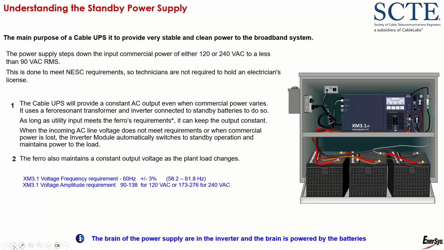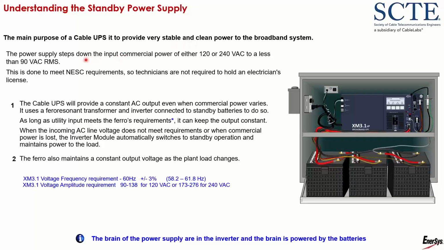All right, so finally, let's talk about the power supply more. The main purpose of a cable UPS or power supply is to provide very stable and clean power to the broadband system. The power supply is used to keep the voltage on the cable plant stable, even when the voltage coming from the utility is not stable. It does a few things though.